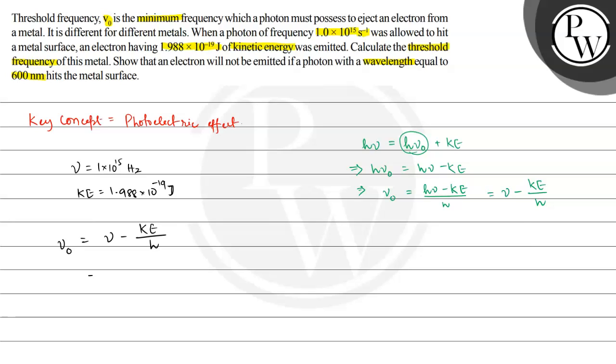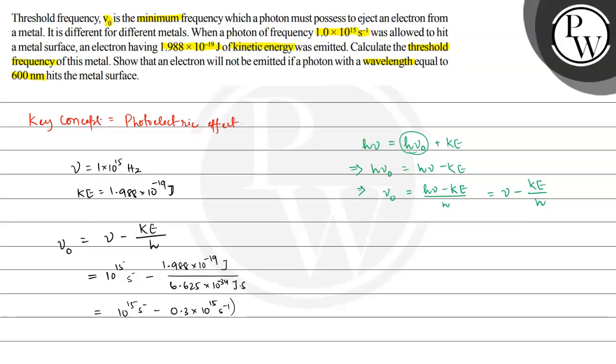h is Planck's constant. So nu की वैल्यू हमें पता है 10 to the power 15 hertz or 10 to the power 15 second inverse, minus kinetic energy 1.988 into 10 to the power minus 19 joule divided by Planck's constant, which is 6.625 multiplied by 10 to the power minus 34 joule second. So इसकी value जो है that is 10 to the power 15 second inverse minus this is almost 0.3 multiplied by 10 to the power 15 second inverse.